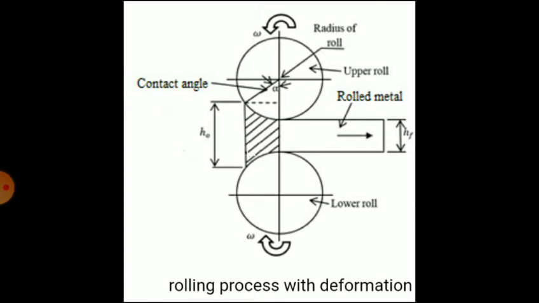On the right hand side there is a rolled product, and on the left hand side the hot ingot is passed between the two rolls. You can see the cross section of the material is reduced, and the length of the rolled product is increased, with the rolls rotating in opposite directions at uniform peripheral speed.